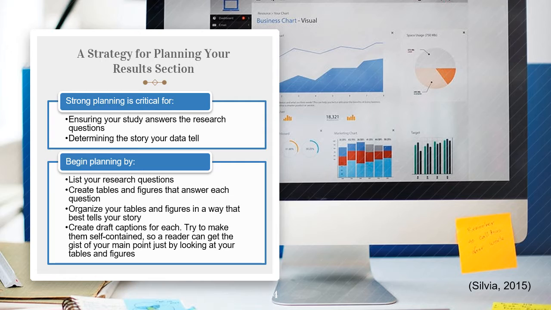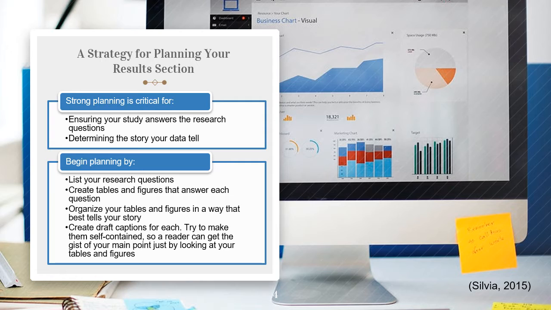One of the strategies that I'd recommend is to start with planning and plan very carefully. You'll start by listing your research questions so you'll remember what you're trying to address and what you're trying to answer. The next step is creating tables and figures that answer each of the questions. That enables you to see what story is there in the data, what your data are telling you, and you'll organize your tables and figures in a way that best tells your story.